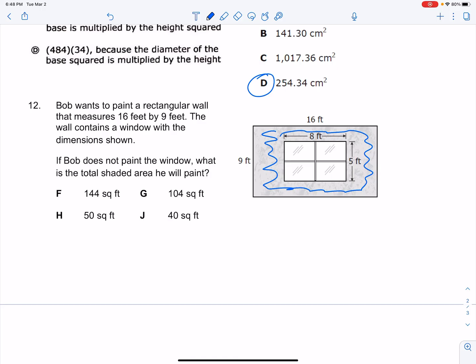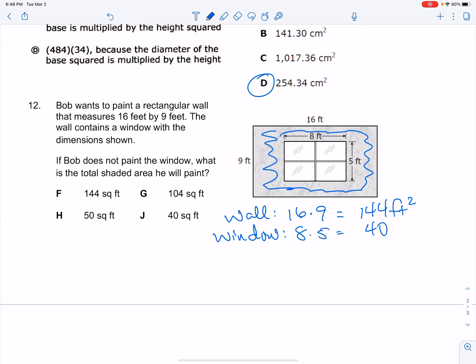The first thing is the wall. The wall can be found by doing length times width, which would be 16 times 9, and when you multiply that together, you get 144 feet squared. Then you have to do the window. The window is 8 by 5, which when you multiply that together is 40. In order to find just the shaded area, we're going to do the wall minus the window. If you take the 144 and subtract the 40 from it, you end up with 104 feet squared. So which one is my answer? My answer is G.